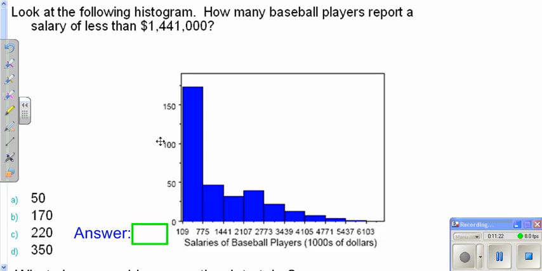Here we're looking at the $1,441,000. That would be from here to the left. So we're looking at the heights of the first 2 bars, and we're going to add them together. You take this height, go over here, and it tells you how high it is. This one here tells you how high it is. Add those 2 together and you get 220.